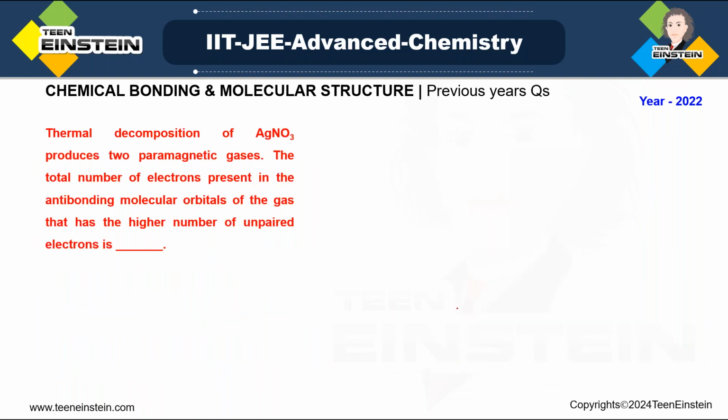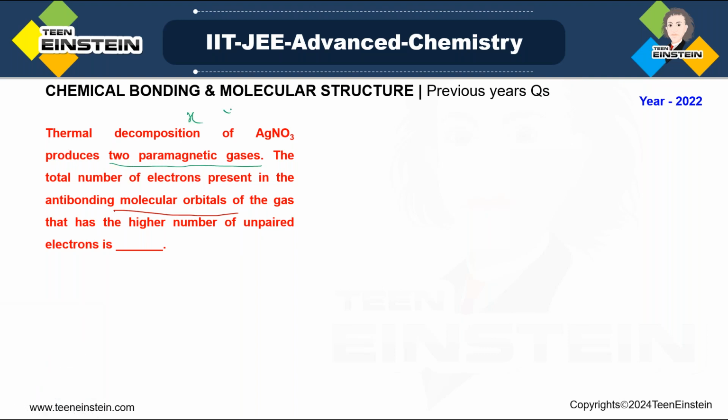Thermal decomposition of AgNO3 produces two paramagnetic gases. That means AgNO3 we are heating and there is formation of two different gases, both of which are paramagnetic. The question asks for the total number of electrons present in the antibonding MO of the gas that has the higher number of unpaired electrons. So there is generation of two paramagnetic gases that is mentioned here.